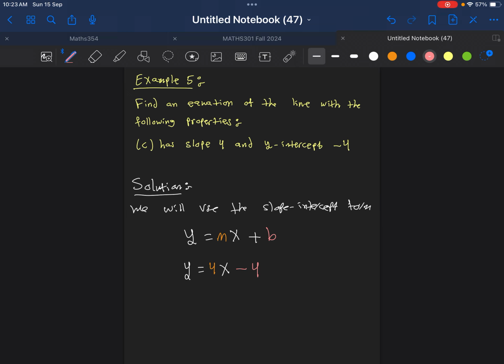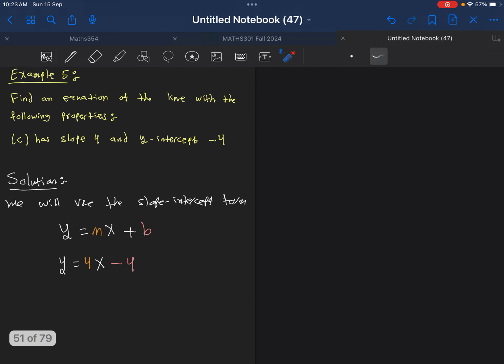So sometimes we don't use y minus y1 equal m times x minus x1. Sometimes we need to use the other alternative form. It depends on what I have in the question.